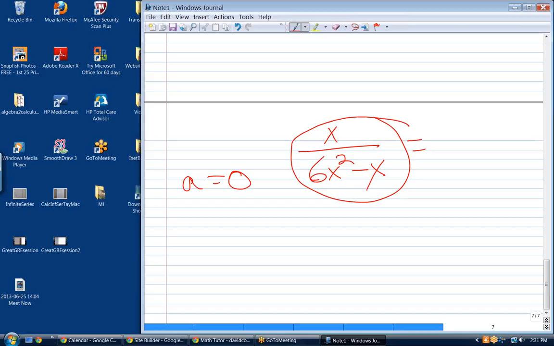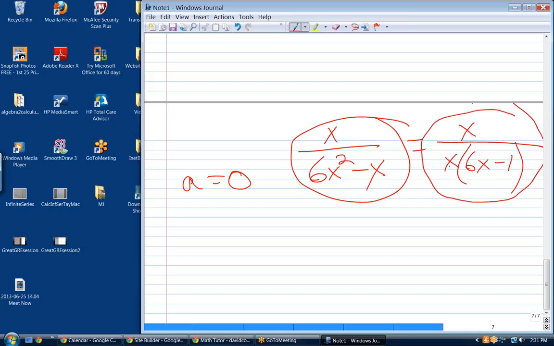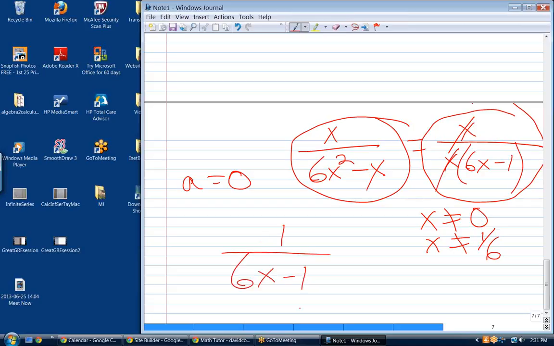What can we do with the denominator? Can we take out an x? Correct. So we're left with 6x minus 1. And now we still are faced with the domain restrictions. X can still not be 0, and it also cannot be 1/6, because that would make this term 0. So we've got x can't be 0, and x can't be 1/6, but we can still reduce this function to 1 over 6x minus 1.